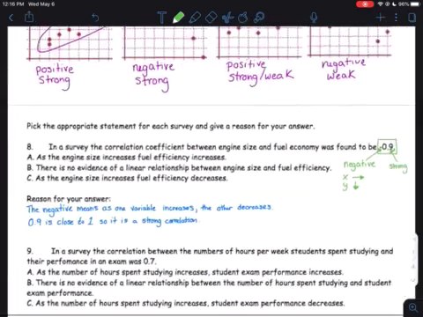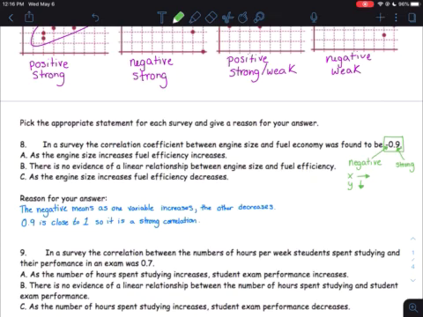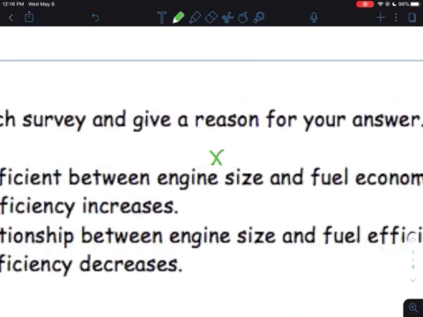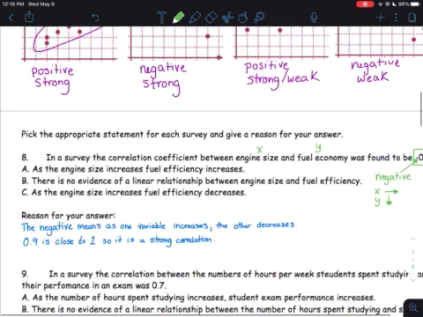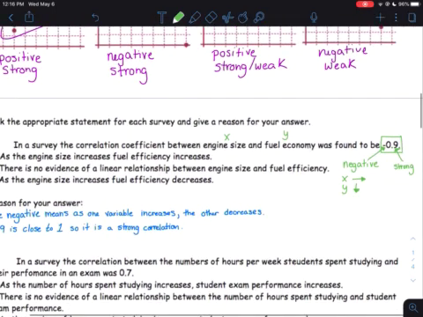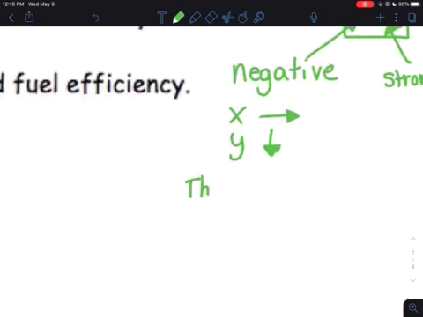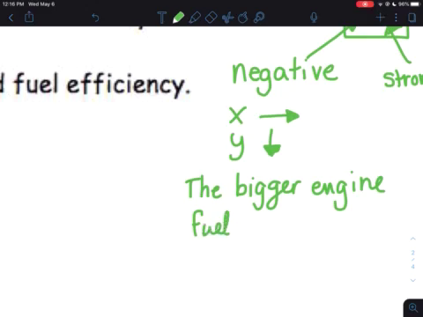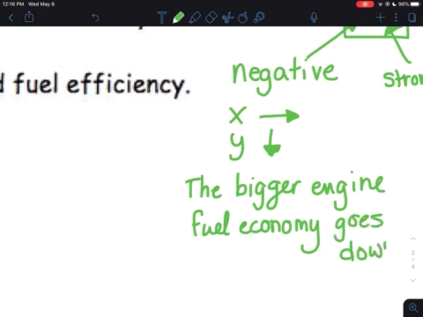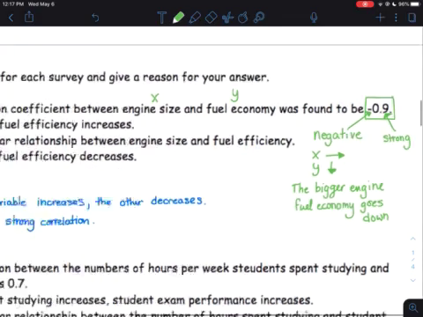Okay, so our X and our Y are two things that we're comparing. Engine size would be X, and fuel economy would be Y. Okay, so this is saying here, the bigger the engine, so as X is increasing, fuel economy goes down, which makes sense. If you know anything about cars, right now that makes sense.